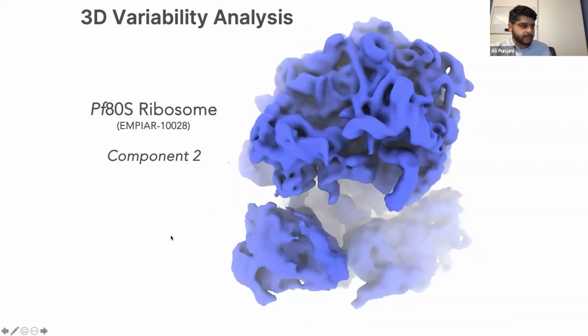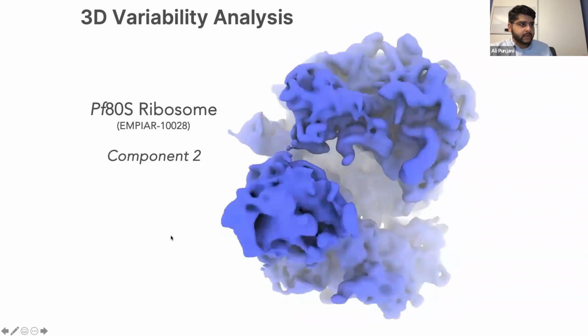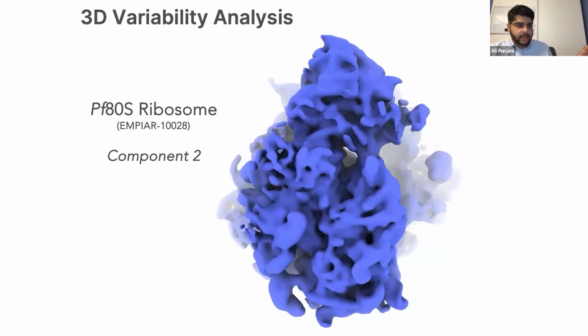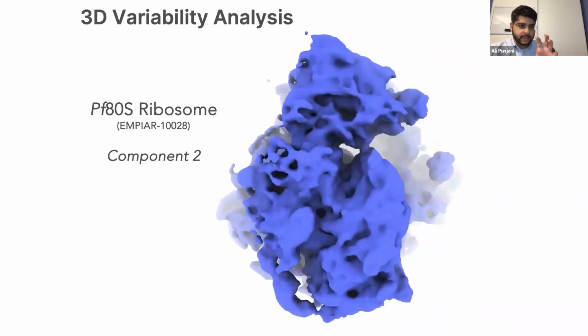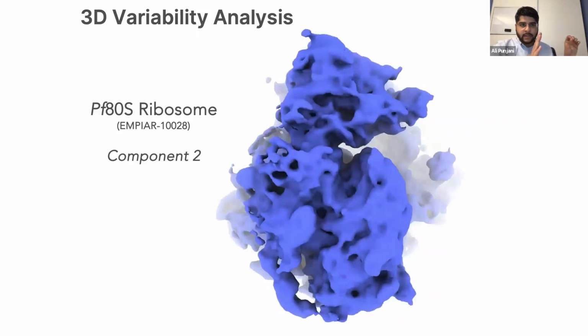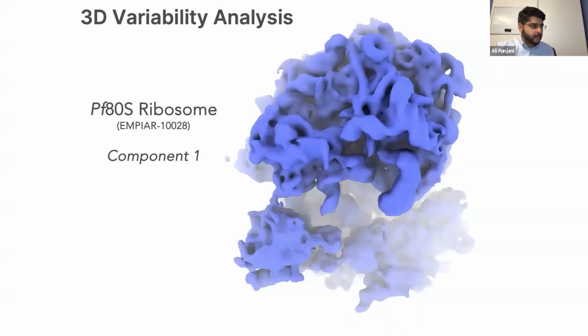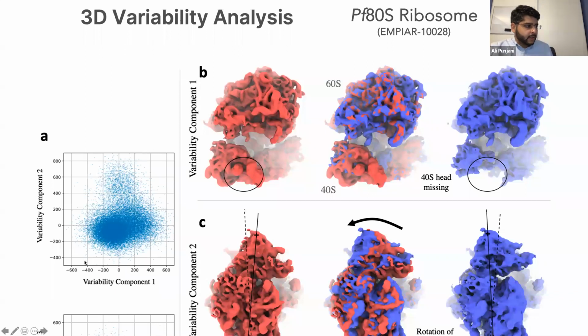I'll just play this one again so you can see that ratcheting motion. In order to generate these movies, what we've done is take the basic electron density structure and add our variability components. If I go up a couple of steps, along variability component 1, we have values that range from -400 to +400.